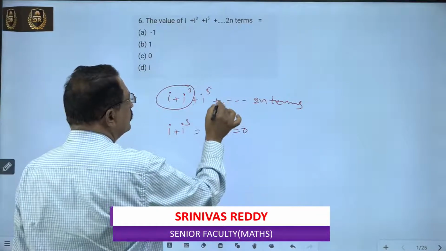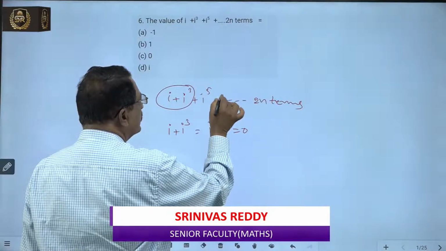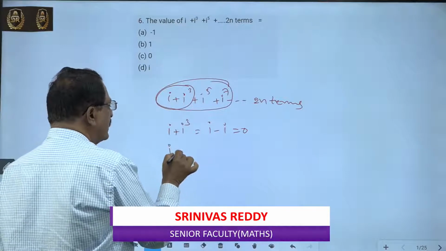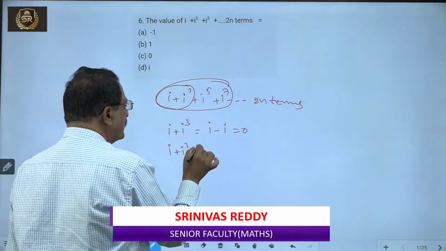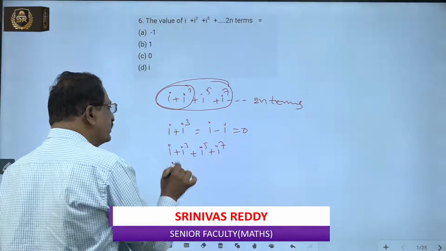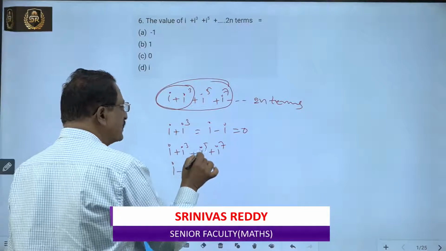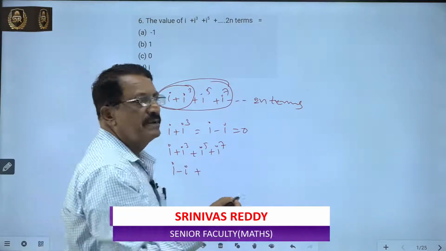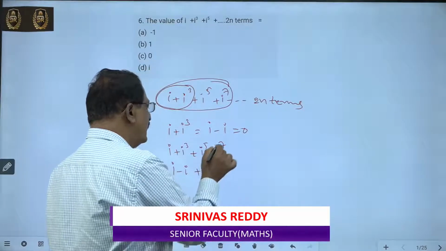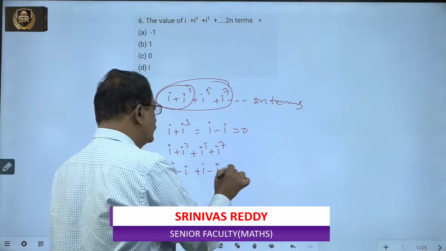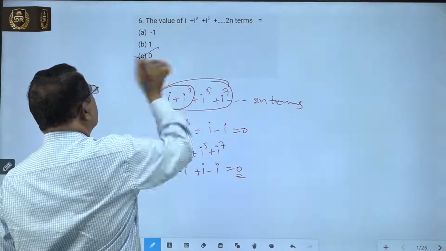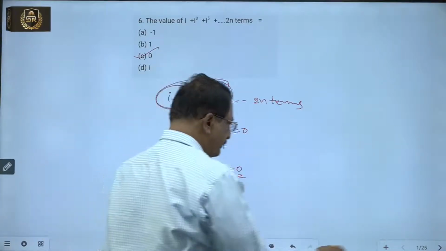Suppose n equals 2, so 4 terms; the next terms are i to the power of 5 and i to the power of 7. Now take i plus i cubed plus i to the power of 5 plus i to the power of 7. i cubed equals minus i. i to the power of 5 equals i to the power of 4 into i, but i to the power of 4 equals 1, so i to the power of 5 equals i. i to the power of 7 equals minus i. Now that also equals 0. For any n, the value is 0. Now option C is the correct answer.